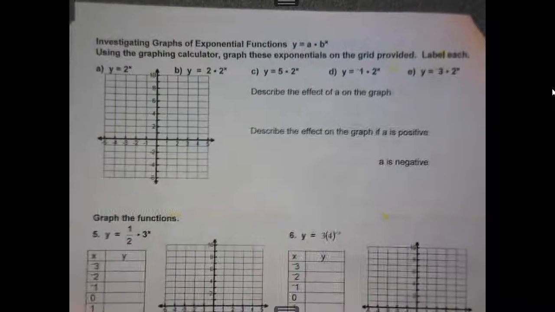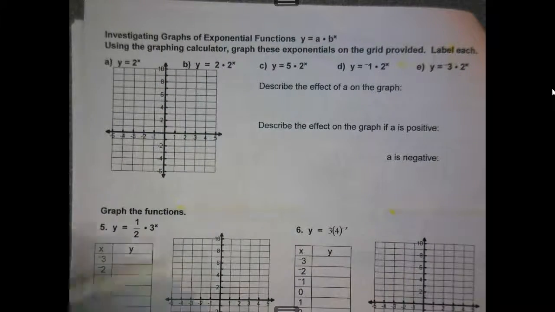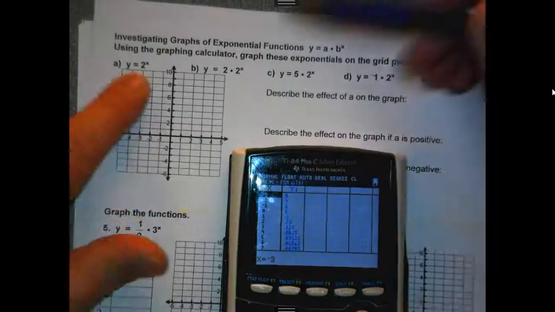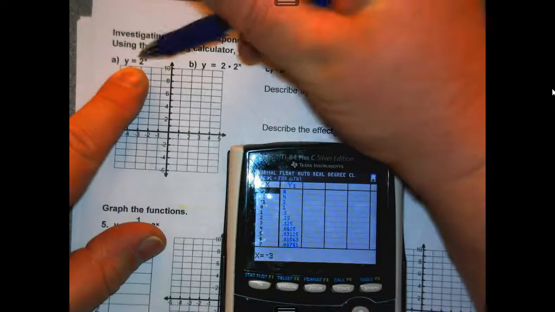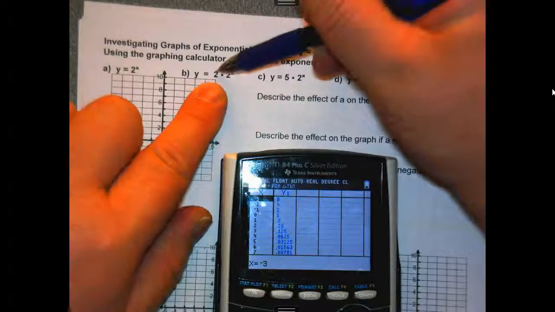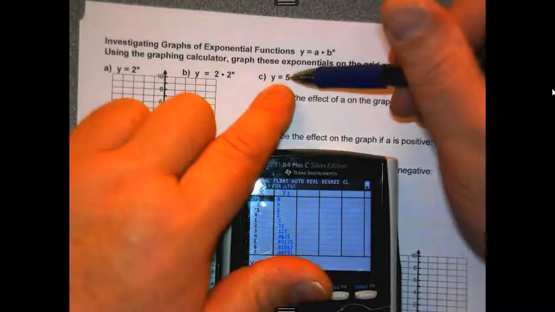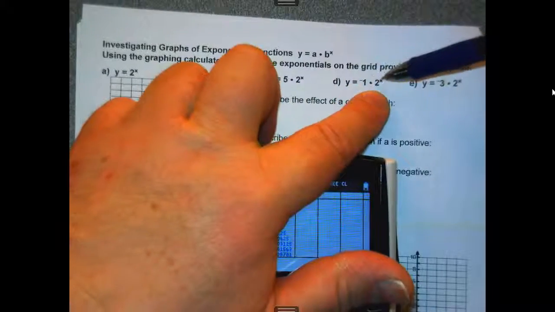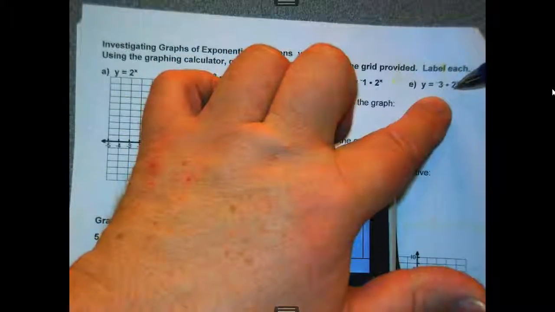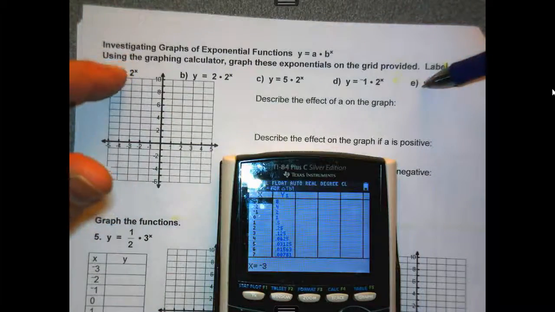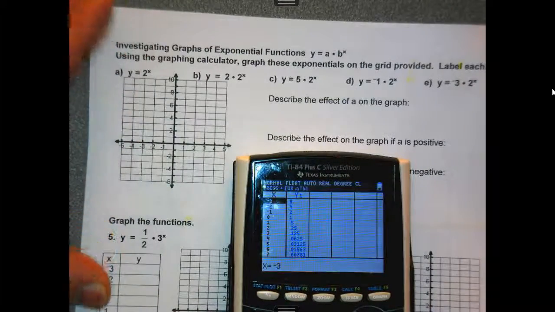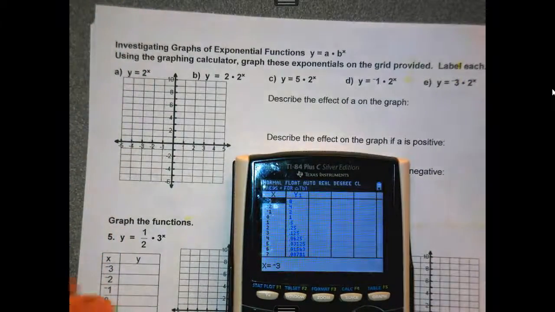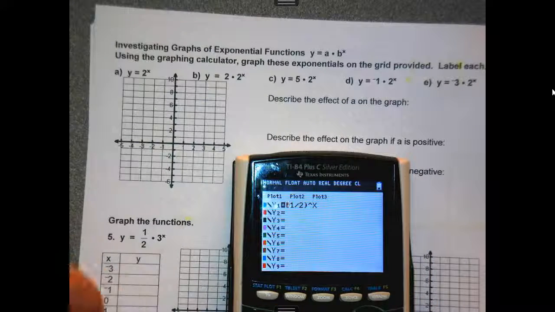Okay. So in this one, my A is 1, my B is 2; my A is 2, my B is 2; my A is 5, my B is 2; my A is -1, my B is 2; my A is -3. So we're changing A here, and you're going to see what happens to each one of the graphs. Let's put them in all at the same time.